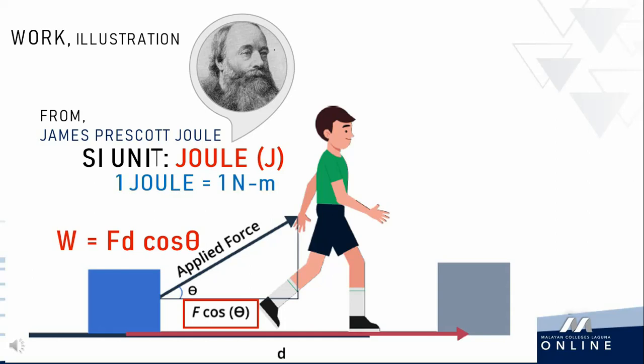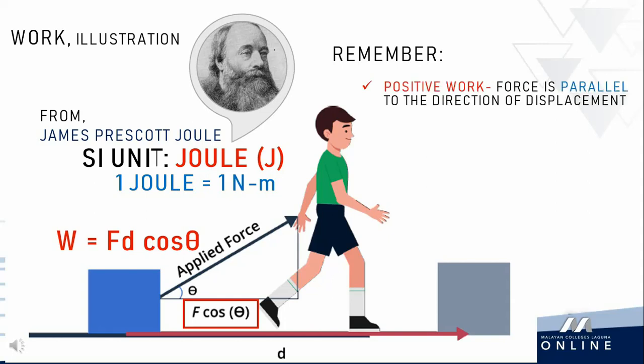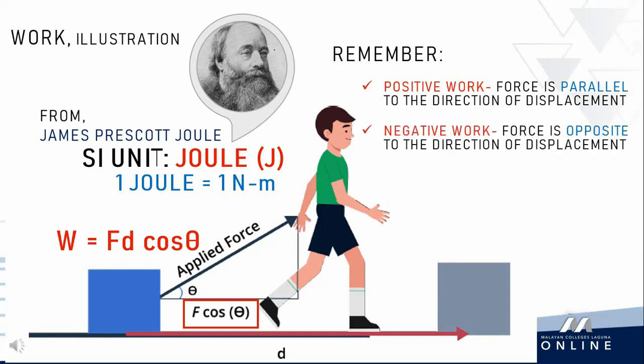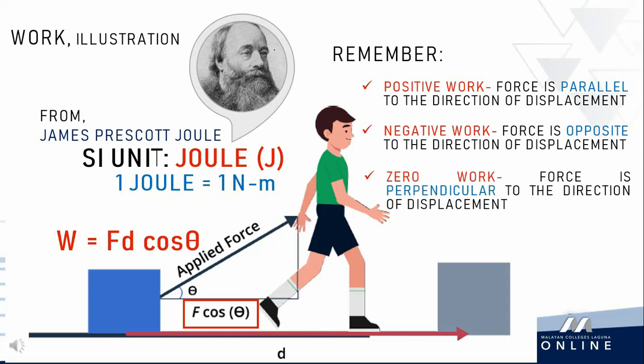There are some points that you need to remember for you to evaluate or determine if the work is positive, negative, or zero. Remember, if the force is parallel to the direction of the displacement, then work is positive. If force is opposite to the direction of the displacement, then work is negative. If force is perpendicular to the direction of the displacement, then work is equal to zero. I hope this is clear. At this point, we will have some practice exercises.